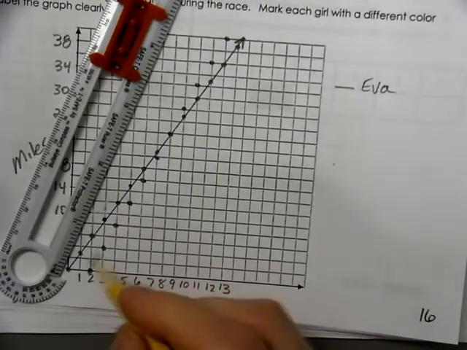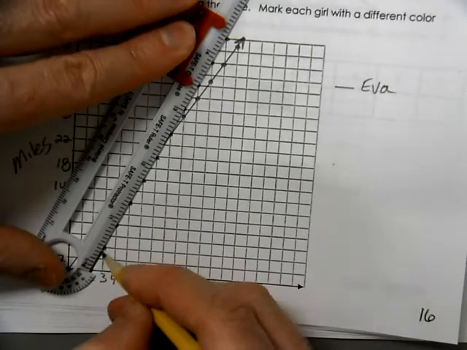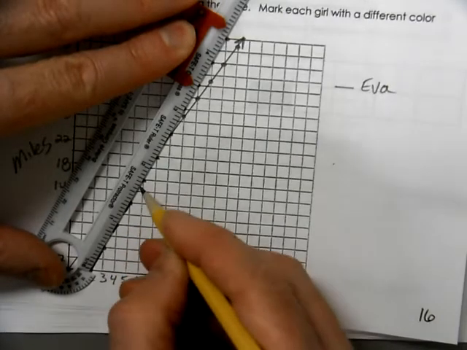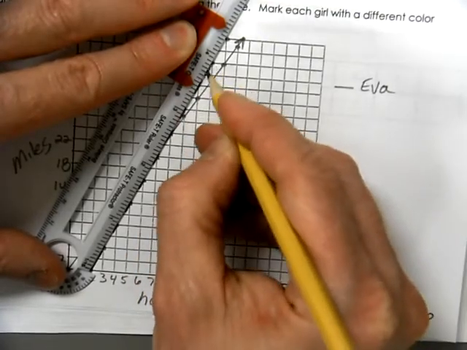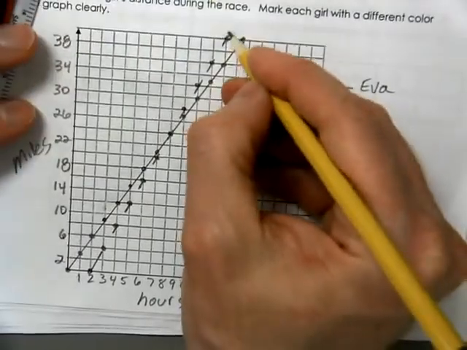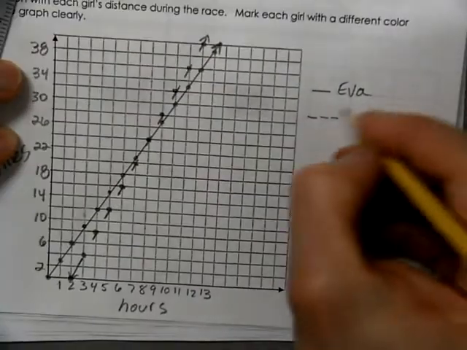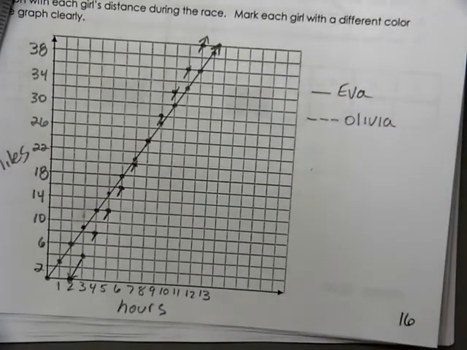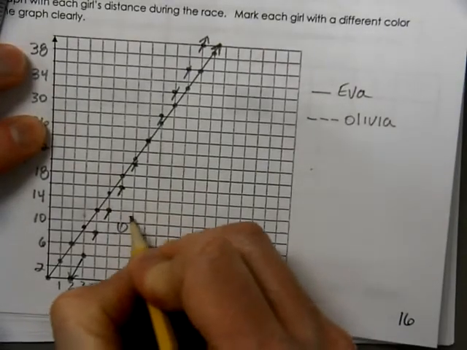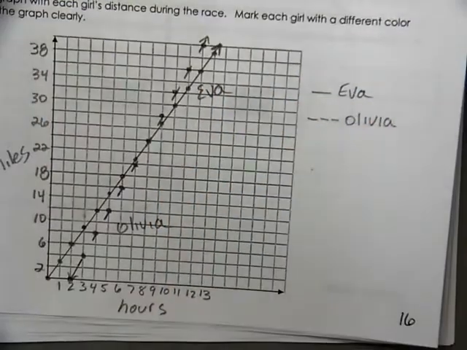At 2 hours, she was at 0. So we'll make this one dashed, just to show it to be different. So the dashed line is Olivia. So we have Olivia and we have Eva. Label your graphs.